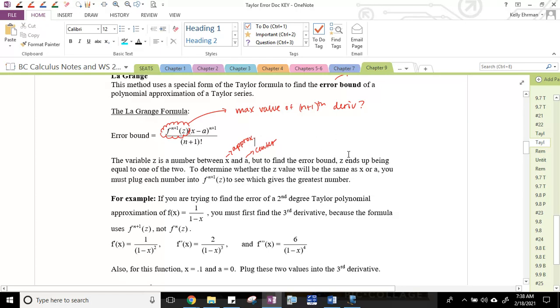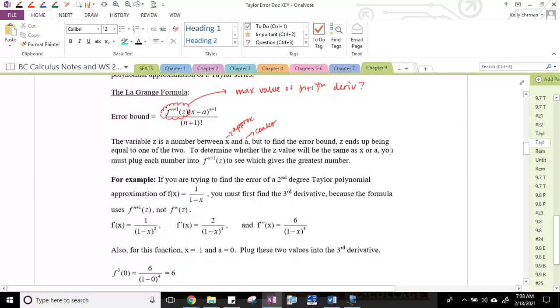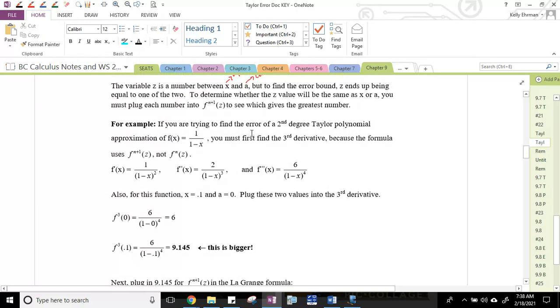To find that error bound, though, z is going to end up being one end or the other. So to determine whether z will have a value the same as x or a, you just plug each endpoint into the formula you figured out for the n plus 1th derivative, and you look at which one's bigger. So that's what we did yesterday. So here's an example of that.